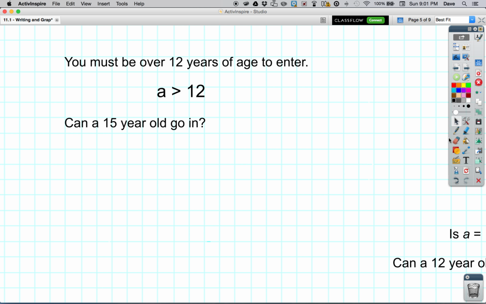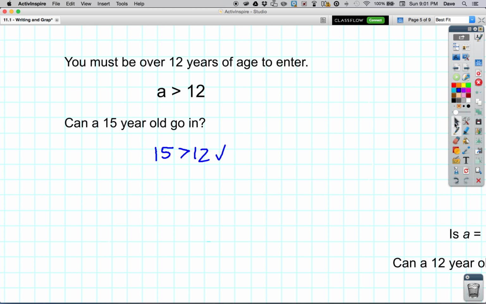Well then, can a 15-year-old go in? In other words, is 15 a solution to this problem? Is it one of those solutions in the range? Well, it's a simple matter of just plugging it in. Is 15 greater than 12? Well, yes it is. And so a 15-year-old could go in.